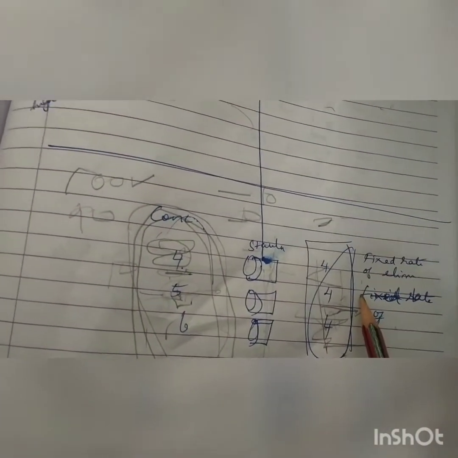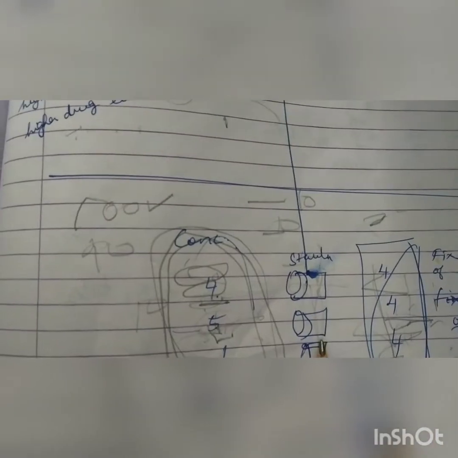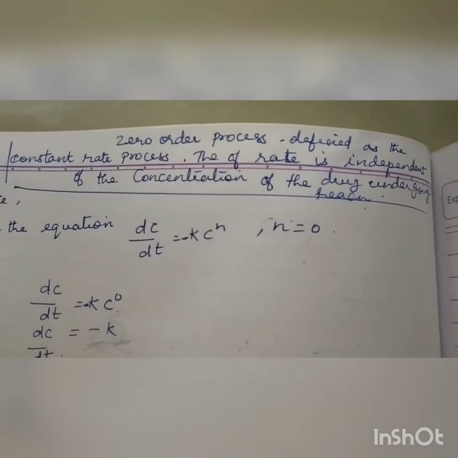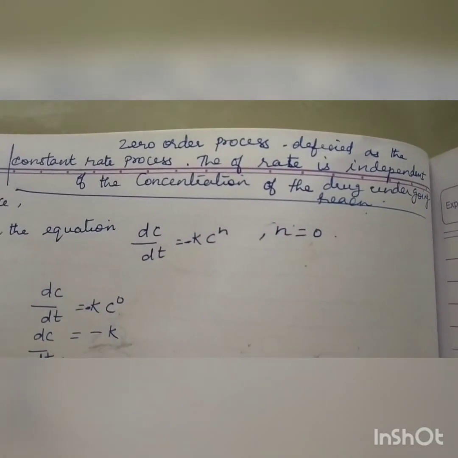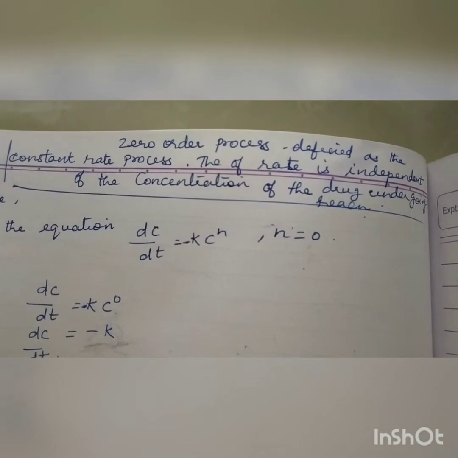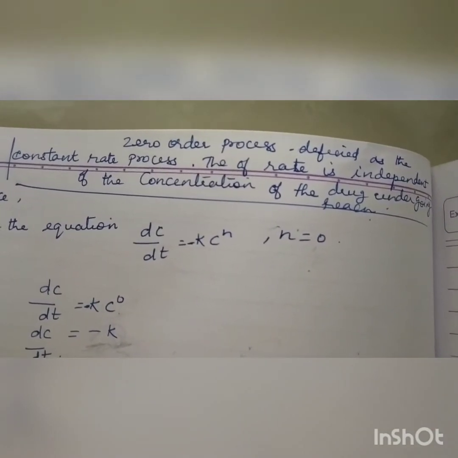So this is a zero order reaction. It is independent of the concentration, whereas the first order depends on the concentration. Depending on the amount of the drug you have, the elimination will be there. So the rate of reaction will be independent of the concentration. In a zero order reaction, the rate is independent of the concentration of the drug which is undergoing the reaction.